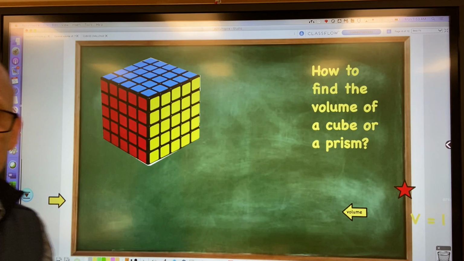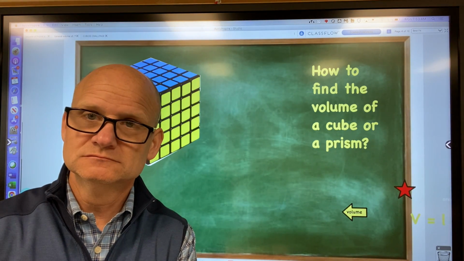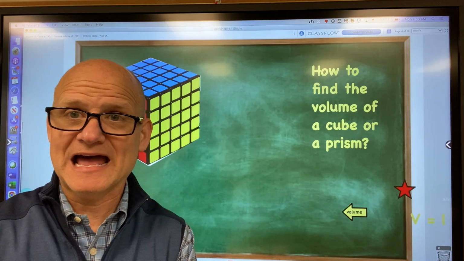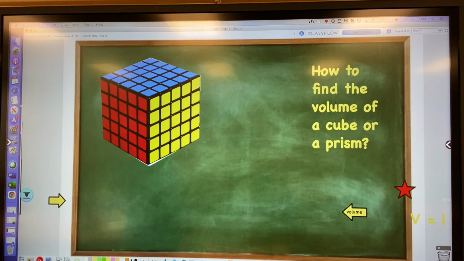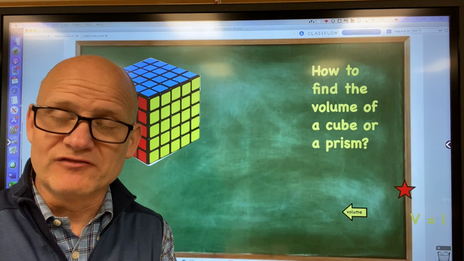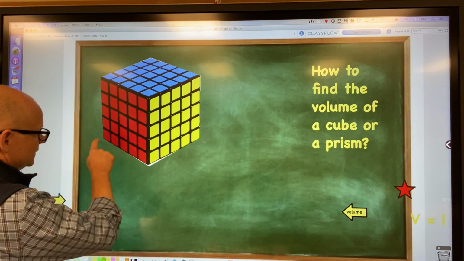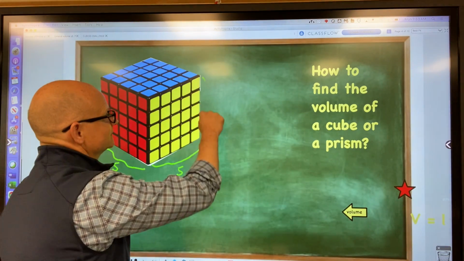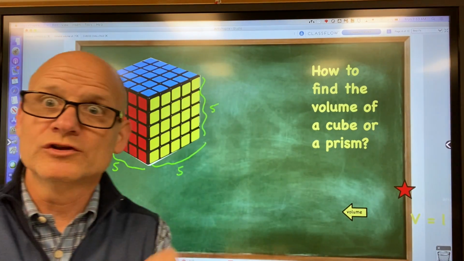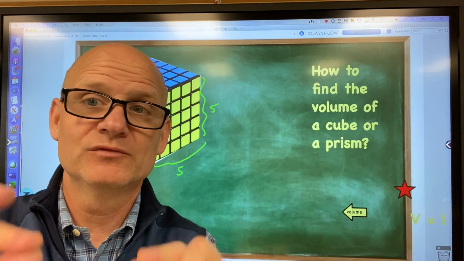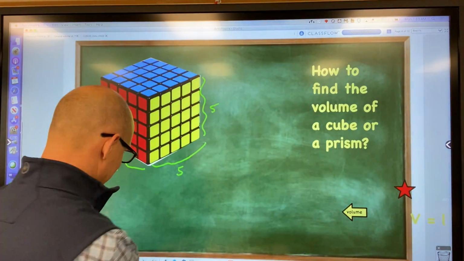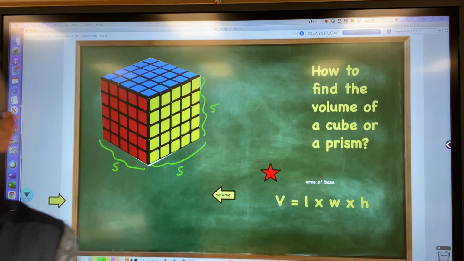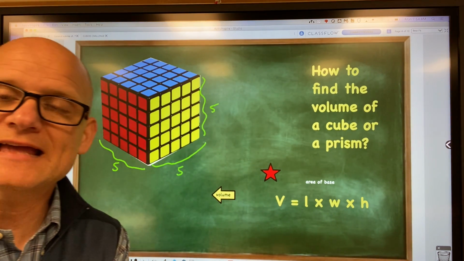If I want to find the volume of a prism or a cylinder, all I need to know is the area of the base, multiplied by its height. Here's the proof. Look at this Rubik's Cube. It is 5 by 5, and its height is 5. If I want to know the total number of cubes that make up this Rubik's Cube, I would just take length times width times height. Length times width times height gives you the total number.